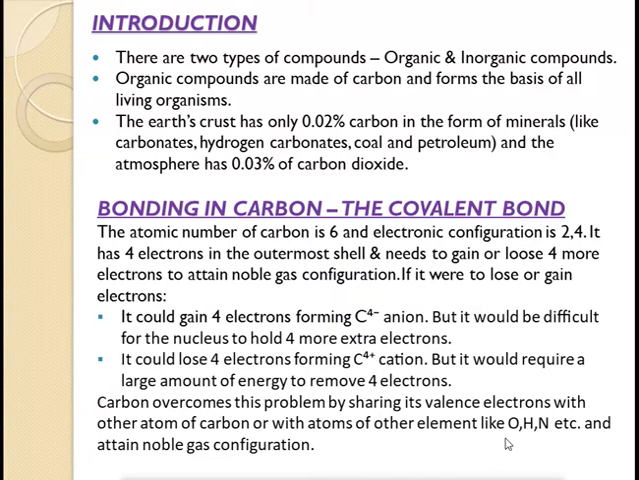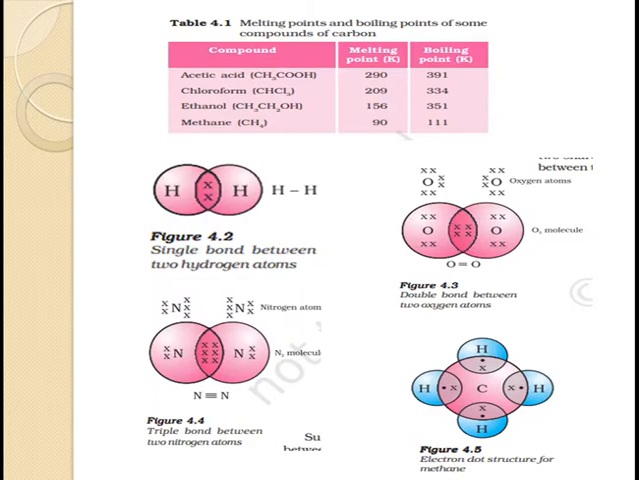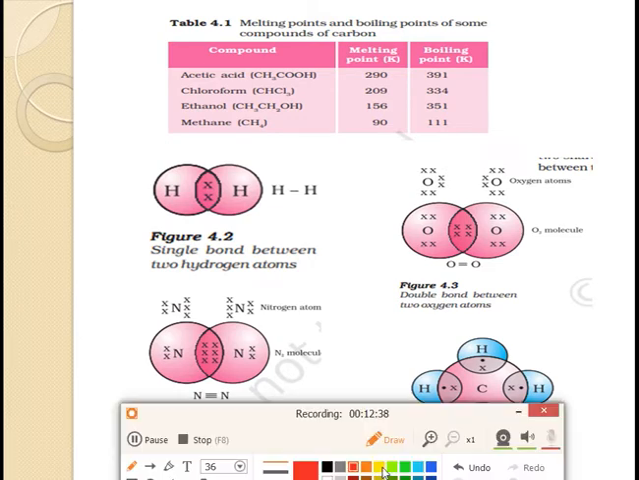Different types of elements can share electrons with the carbon to attain noble gas configuration. And because of this sharing, carbon will form a bond that is called a covalent bond. Right? So till there, I think it's clear to you all, right? Carbon will form a bond called a covalent bond by sharing its 4 electrons with other atoms or with other carbon atoms also.